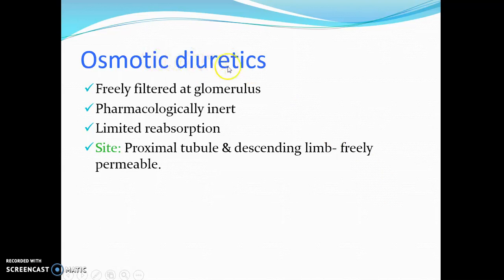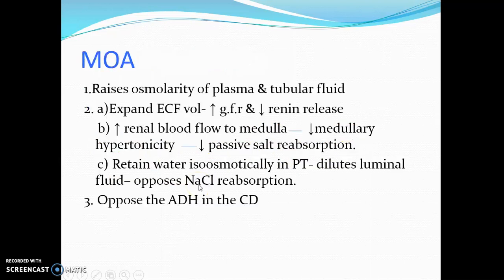Next up, we have the osmotic diuretic like mannitol. It is filtered freely at the glomerulus, and after the filtration, it is not reabsorbed. It is pharmacologically inert and will have no other effect. The site of action is proximal tubule and descending limb, which is freely permeable. Now, the mechanism of action is based on the osmotic activity of this group of drugs. So, it raises osmolarity of plasma and tubular fluid.